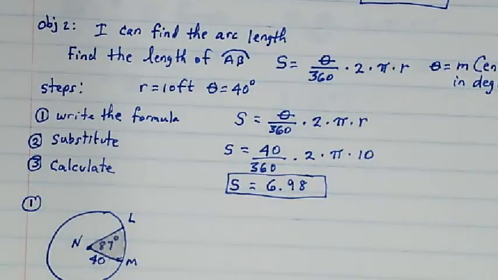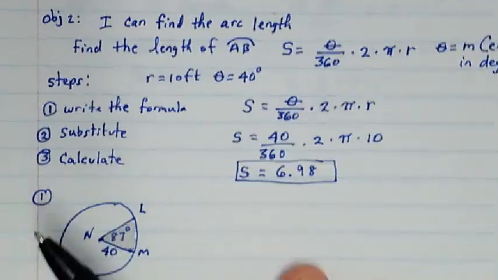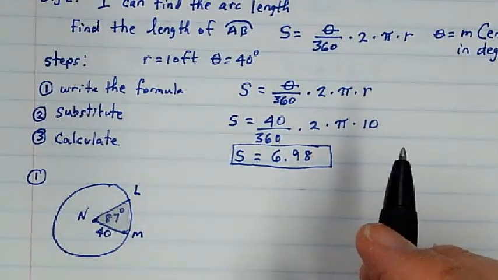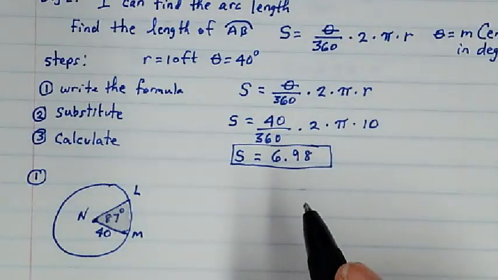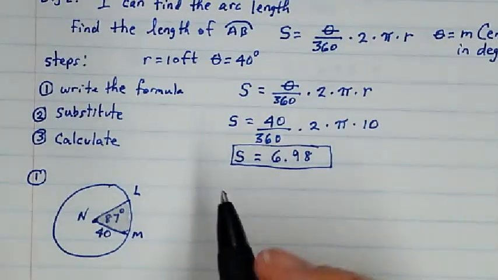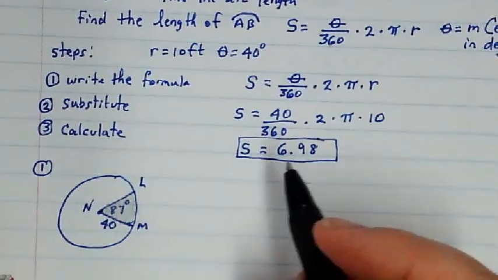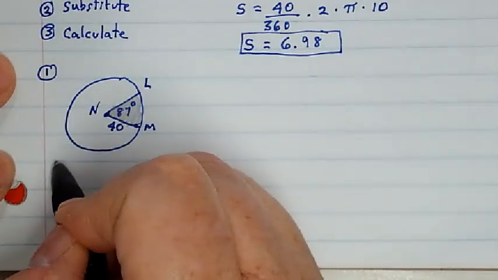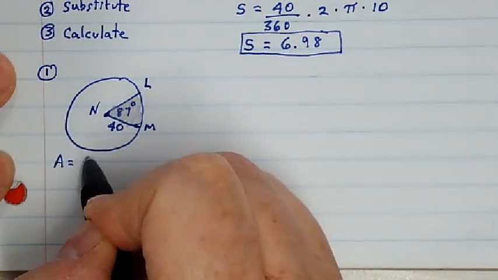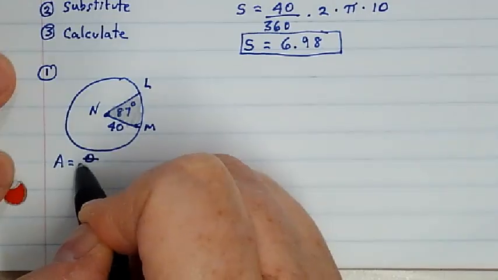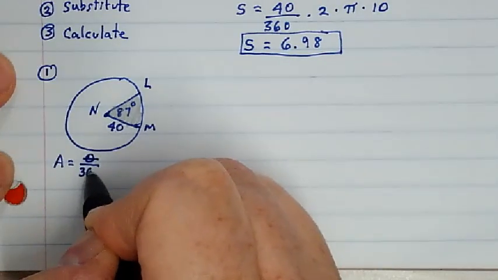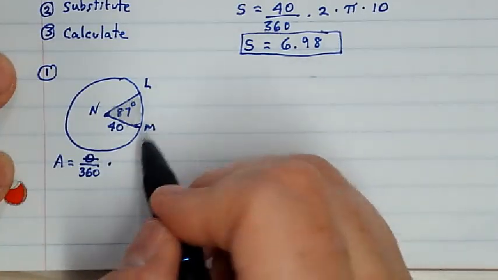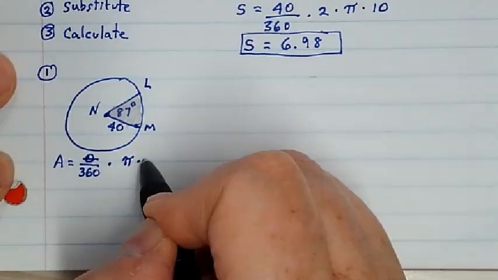All right, so I'll start with finding the area. In order to get credit for this assignment, you had to do this in 3 steps. Step 1, show a formula. And I'm hoping that you showed a formula. So the formula for the area of a sector equals theta over 360 times pi times r squared. That is the formula for the area of a sector.